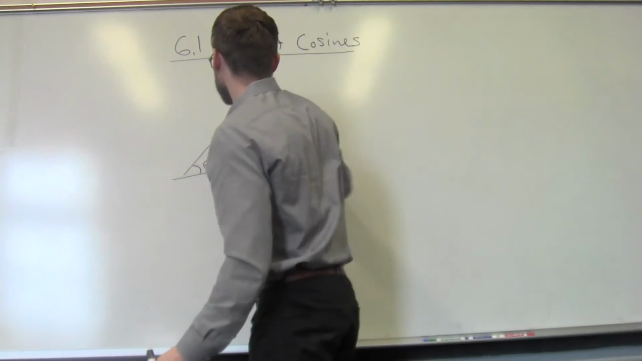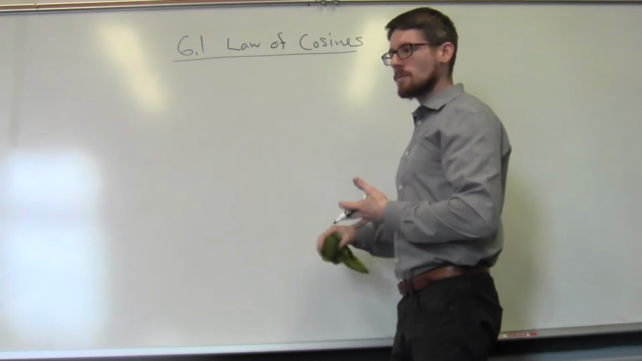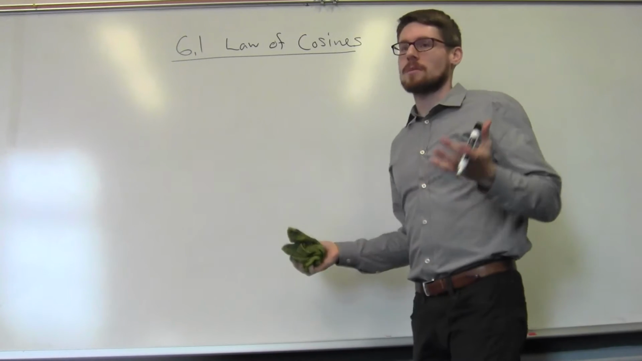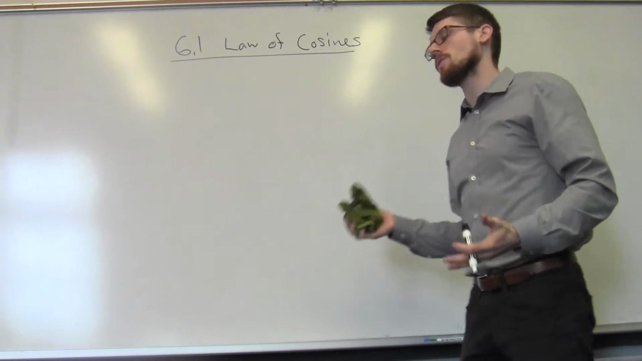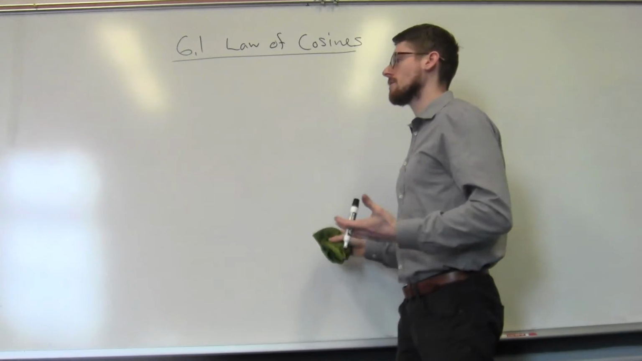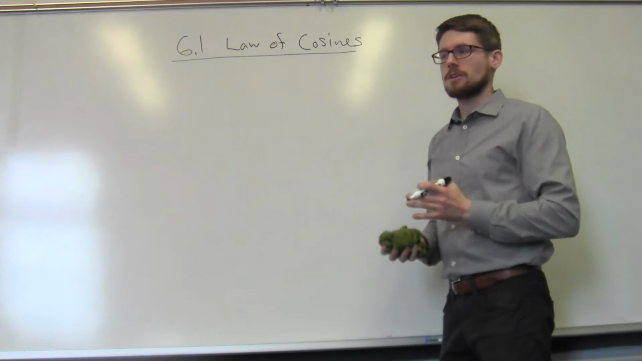Okay, so that's all well and good. We can find right triangles, but there's plenty of triangles out there that are not right. In fact, the vast majority aren't right. So how would you find the missing sides and missing angles of those triangles? Well, the law of cosines is what's going to do it for us.